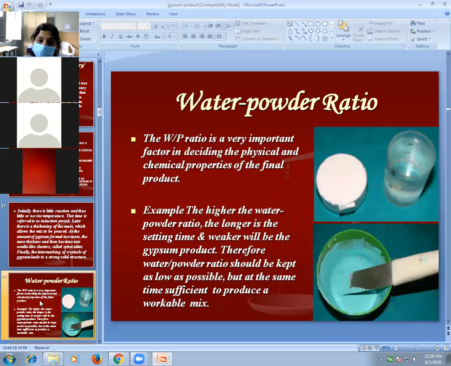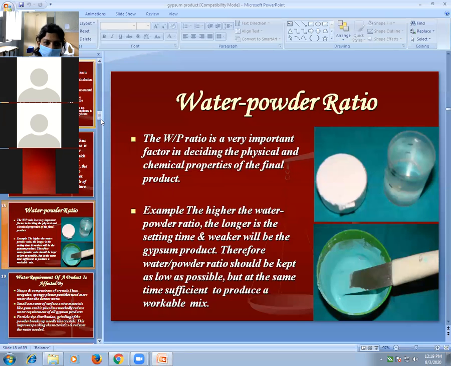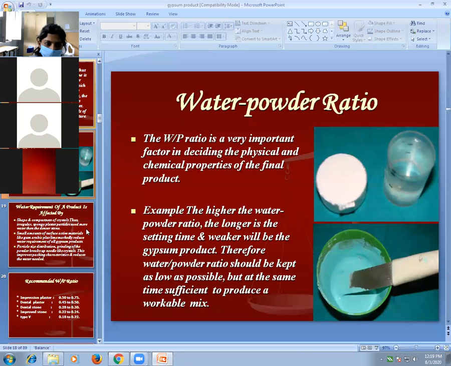As the need for water increases, the properties change. That is, the setting time is increased. As the water increases, setting time increases, and the product which we get after mixing is weak. It is not very strong. So the water-powder ratio is a very important factor in the setting of the gypsum product.